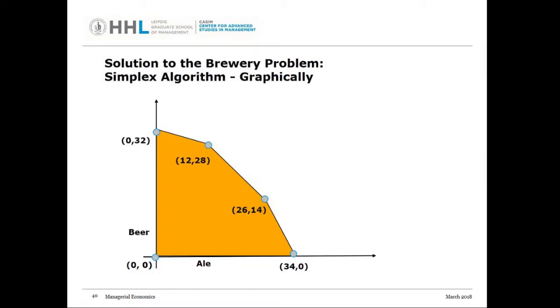So if we start at point 0, we have a profit of 0, right? 0 production, 0 profit. Now the way the algorithm works, it would calculate the profit, or the value of the objective function, in the two extreme points that are closest to it. So here we have the point 34.0. We have a profit of 442, and it also checks the profit of the point 0.32. The profit is higher for the case 0.32, and therefore this one is chosen.